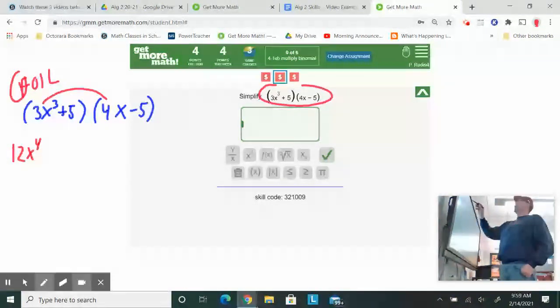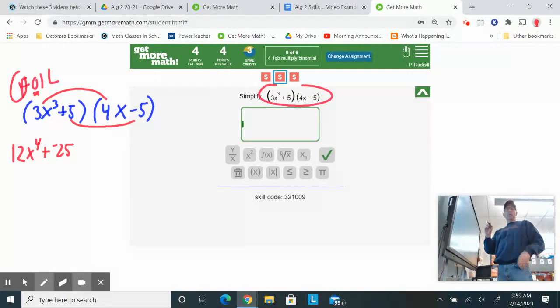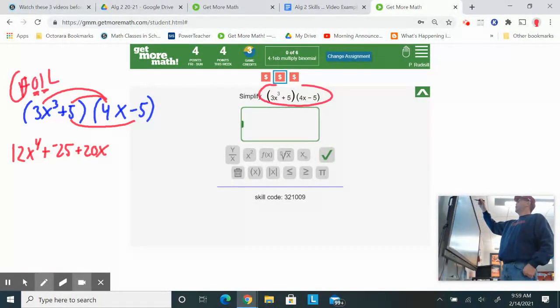Excuse me. Then I do the outers. O is for outers. So the outers would be the 5 and the negative 5. So I have plus negative 25. I change everything to addition so I can then move around to simplify using the commutative property before I put my final answer. Now the I is for the inners. The inners are the 5 and the 4x. 5 times 4x is 20x. And then I messed that up. This is a great video to show you how I messed it up.